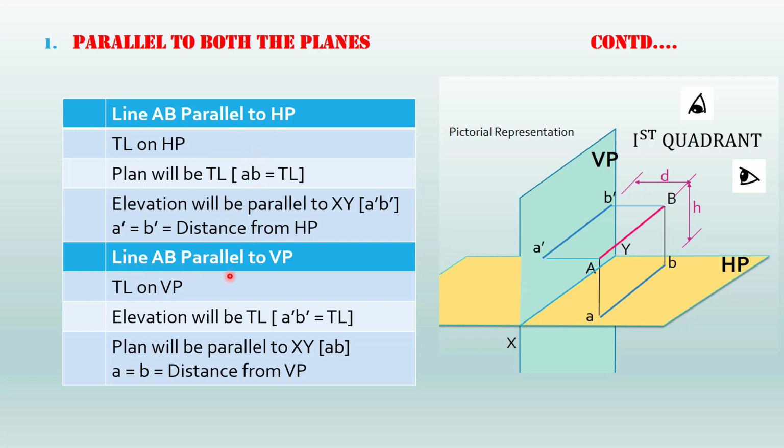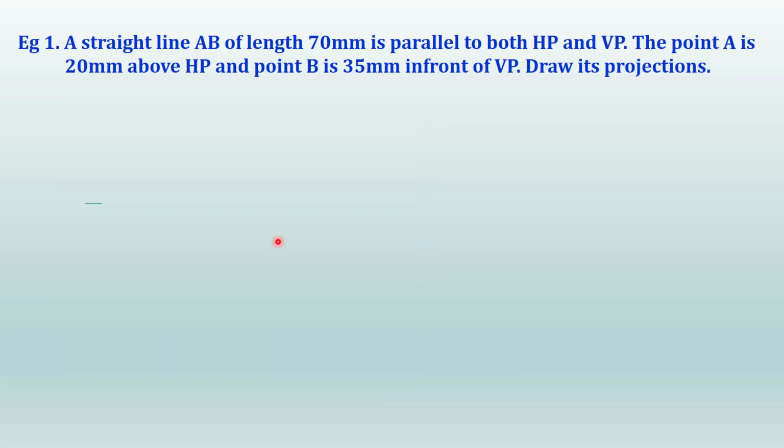Now, if the line is parallel to VP, you will get true length on VP, and on VP we will be getting the elevation, right? So the elevation will be true length. So the length A dash B dash will be equal to the true length of the line. Now, if the line is parallel to VP, the plan will be parallel to XY. Clear? The plan will be parallel to XY. And the distance of A and B will be the same, which will be equal to the distance from the vertical plane. So these are the points to be kept in mind. Clear? Now we will solve two problems on the first case.